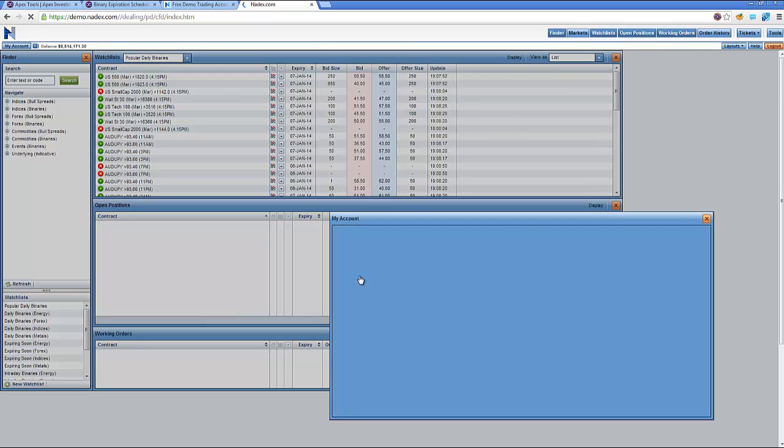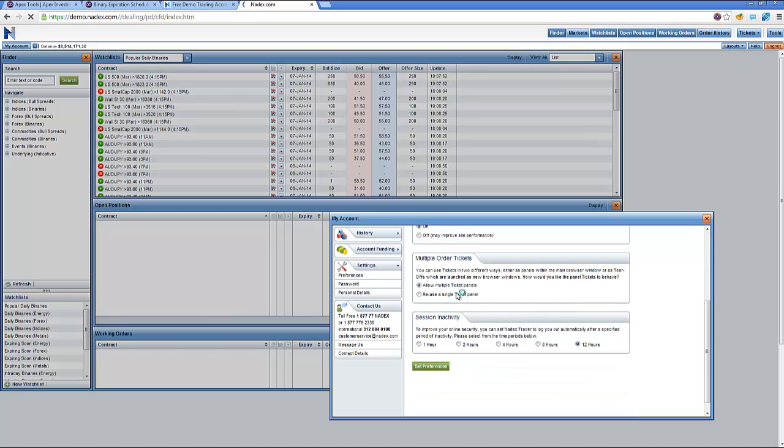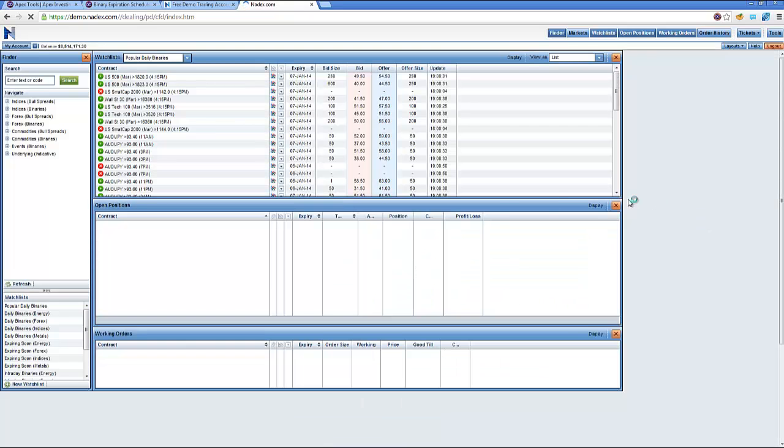Another thing is under Preferences. A lot of people don't know about this. Make sure you choose Allow Multiple Order Tickets. Okay. Hit Set Preferences. That'll allow you to open more than one ticket at a time on the platform. And then just hit Set Preferences once you do that, and it'll lock it in.